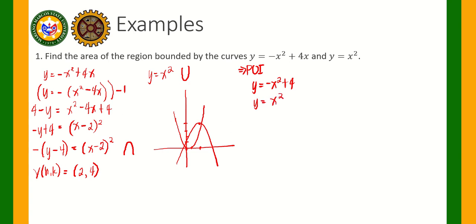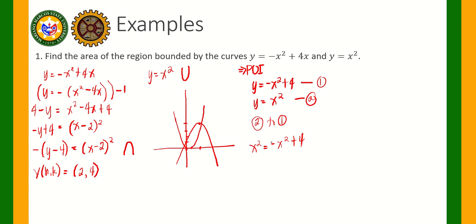So, ang gagawin lang natin is simple algebra lang. Let this be equation 1, let this be equation 2. Okay? So, substitute natin si equation 2 to equation 1. So, si y, palitan natin ng x squared. So, this is x squared equal to negative x squared plus 4x.